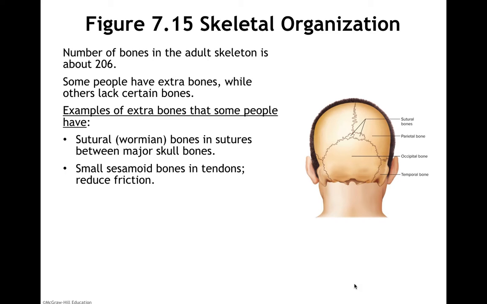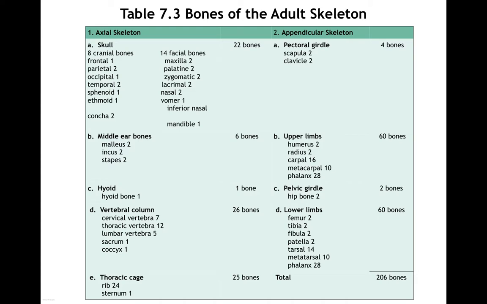A couple of bones that some people have and some people don't are sutural bones, used to be called Wormian bones. They're found between the major skull bones, within the sutures of the major skull bones. And some other differences show up in sesamoid bones and tendons. Some people who use those tendons a lot develop those bones, which help reduce friction. We all have a sesamoid bone in our knee, but other people have them in other tendons as well.